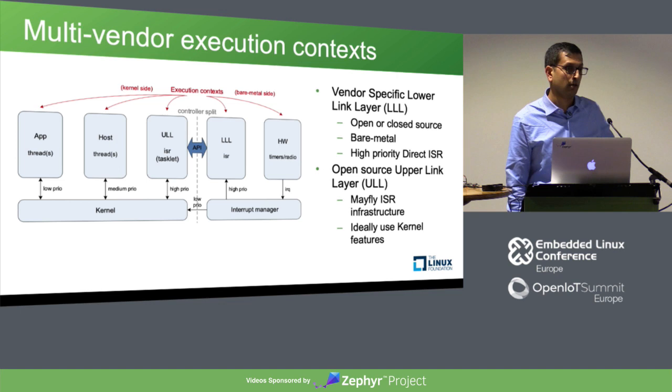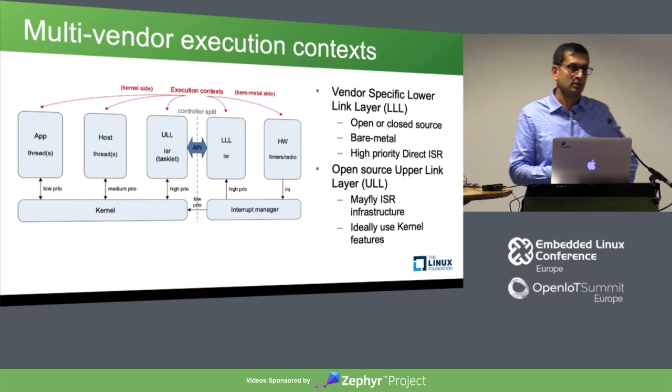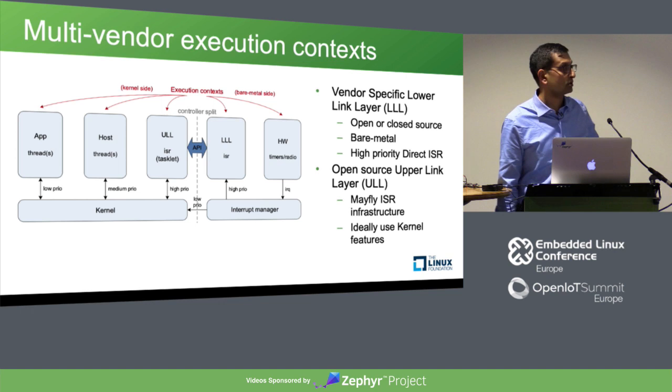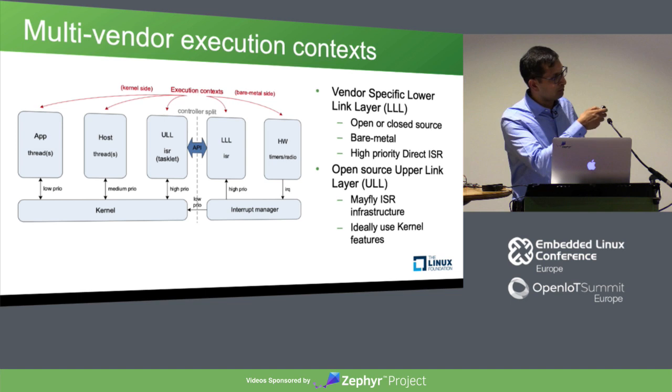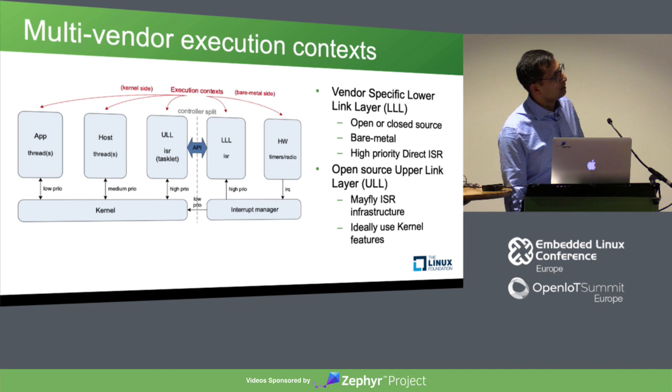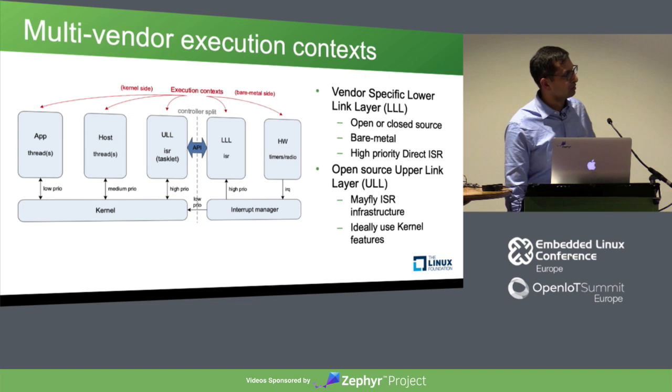Like in the previous presentation, they said that they have a coprocessor and software in it which they have been using for many years, and they probably continue to use it because of it being mature. So the new architecture would permit vendors to replace modules at various layers in the controller and add in. So here on the top it's the application, then the host, which are both Zephyr threads, and then there is an upper link layer which is going to be open source.